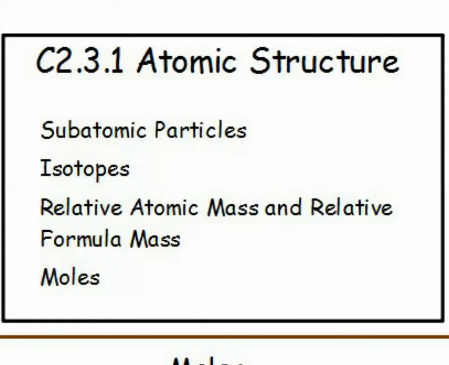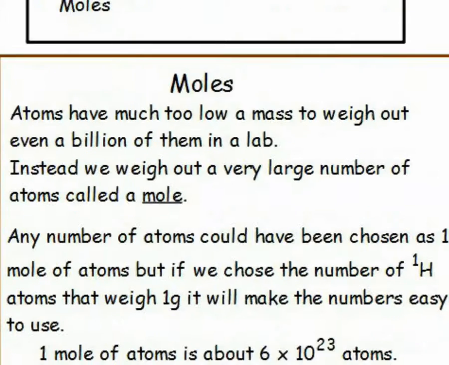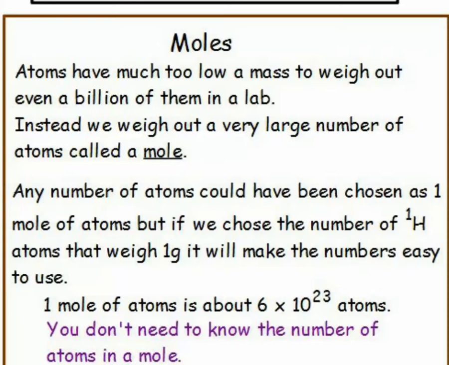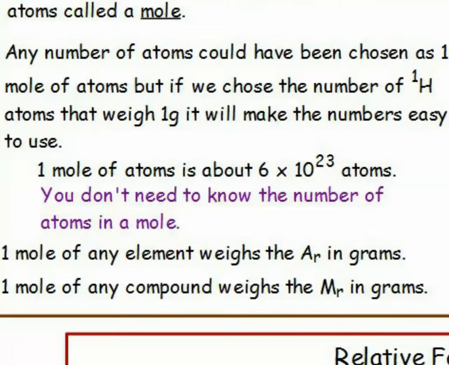Moles, the way of measuring how many atoms you have. Even a billion atoms wouldn't weigh enough to register on a balance in the lab. We need to use a huge number for our groups of atoms if we're going to be able to weigh them. The number chosen was the number of hydrogen atoms that weigh 1 gram. You don't need to know what the number is, just that it's called 1 mole. 1 mole of an element weighs its Ar in grams. 1 mole of a compound weighs its Mr in grams.